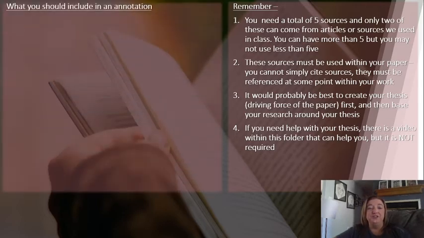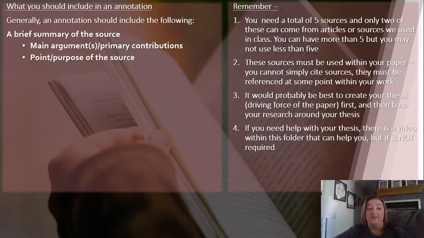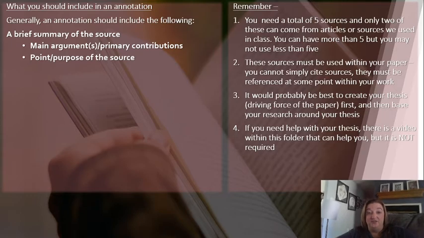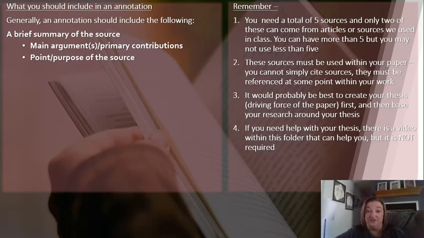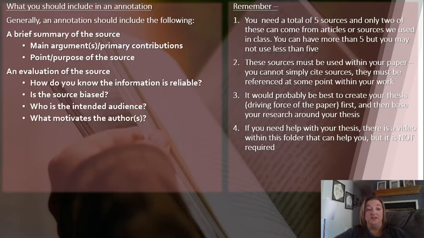What you should include in your annotation: generally an annotation should include all of the following things. A brief summary of your source, like the main argument, primary contributions, the main purpose of your source. It's not the same thing as an abstract, okay? So you just want to focus on what the purpose of that source was.